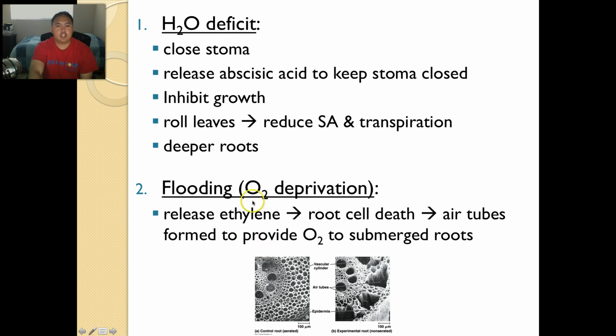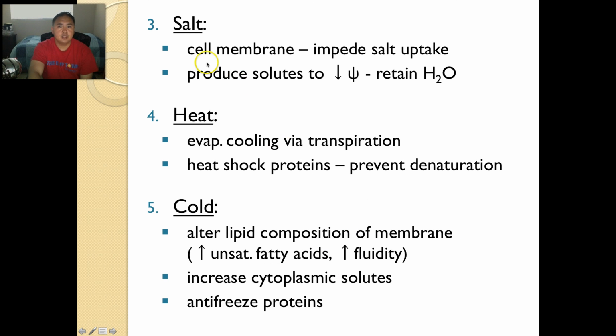In reverse, if it's flooding, like there's too much water and then I don't get enough oxygen, it releases ethylene, which causes the root cells to die, which makes more air tubes to provide more oxygen to go into the roots. If there's too much salt, the salt membrane impedes the salt uptake, so the salt membrane kind of makes sure that it doesn't get any more salt. It produces solutes to reduce my water potential and retains my water. So normally water wants to go out. What it does is produces solutes, so the water potential is better on the inside and doesn't leave.